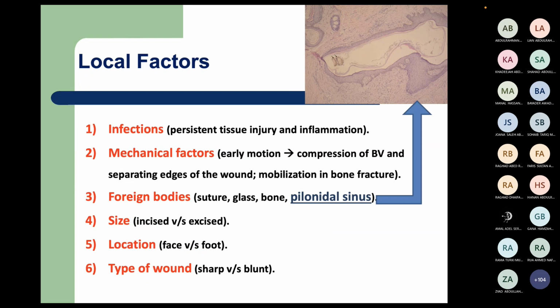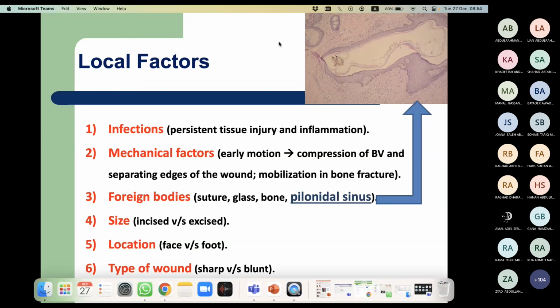Local factors, you can see that we have put an example of a pilonidal sinus. This is a pilonidal sinus. It occurs between the two buttocks, hips. Usually hair from one side goes into the skin of the other side. So pilonidal means because of the hair, this cyst is formed. It takes a lot of time to heal. So this is a foreign body here. See, this is the hair in it. So the cyst is formed, and that will decrease the healing. Any foreign body, sutures, glass, bones, will decrease the healing. Any infection will decrease the healing.